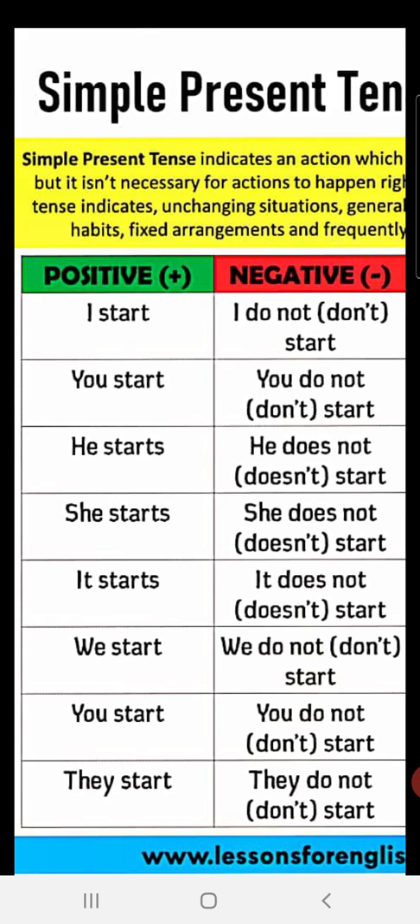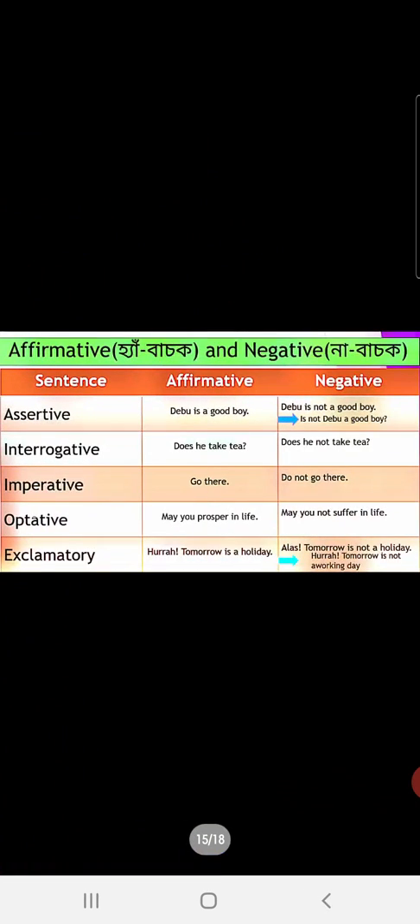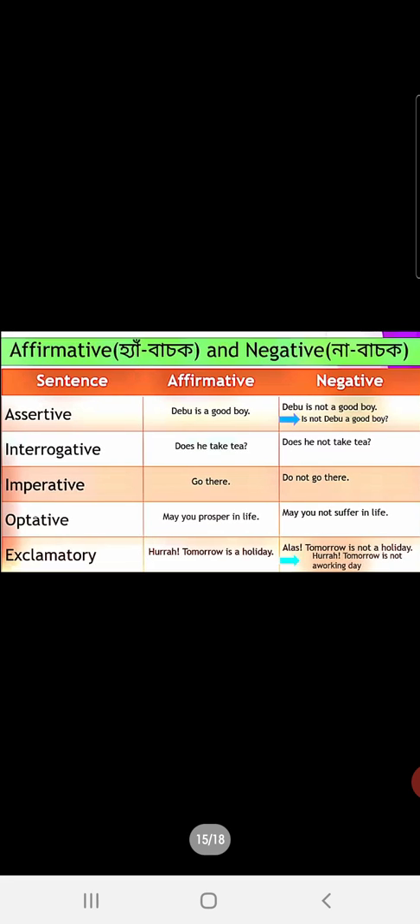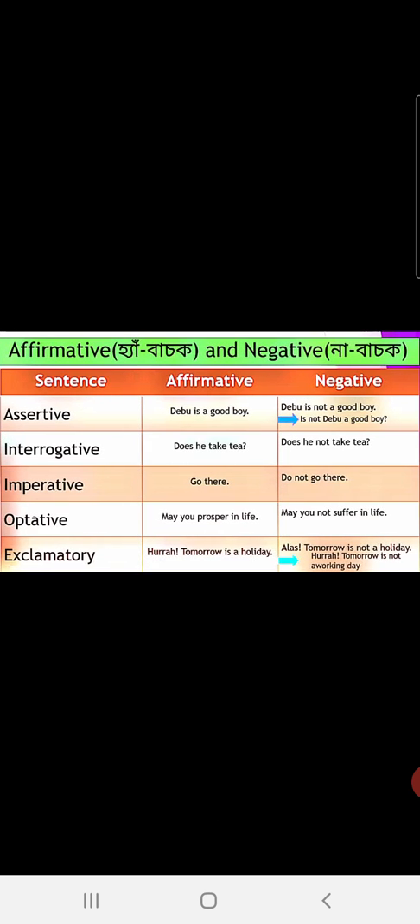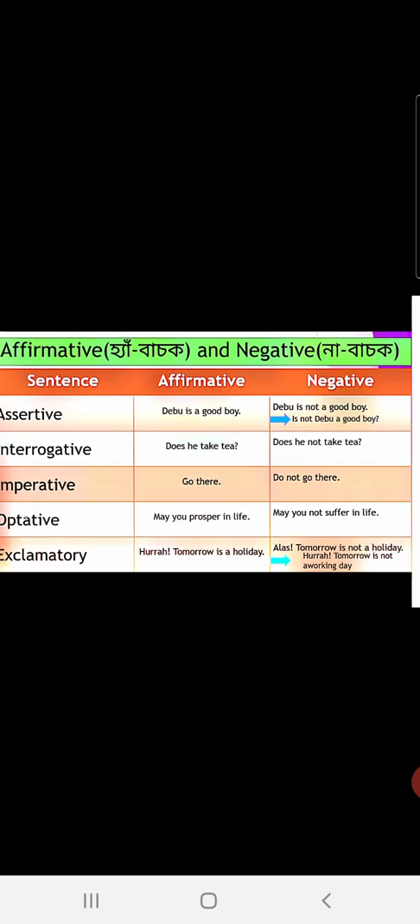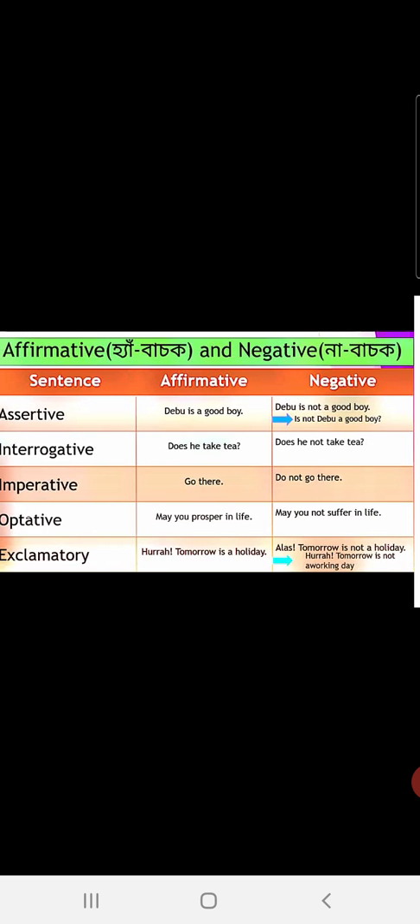Children, when the sentence is in simple present, you have to see the subject. Let us see some more examples. Debu is a good boy. Debu is not a good boy. Does he take tea? Does he not take tea? Go there. Do not go there.